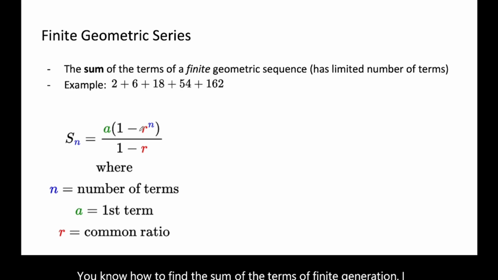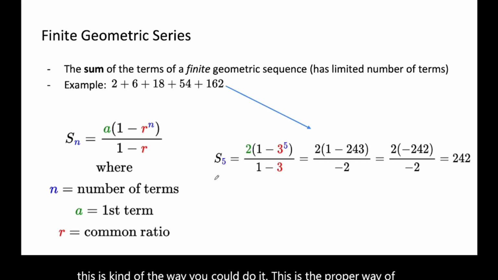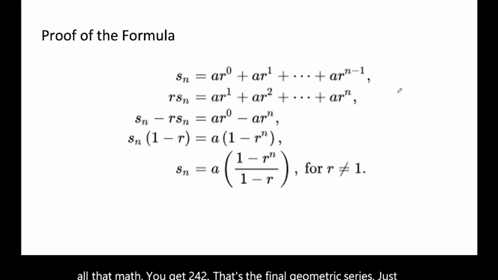So this is kind of the way you could do it. This is the proper way of doing it. So how does that work in our equation in this case? Let's say you want to find the addition for all of this, since you want to add all this. S subscript 5 is going to be equal to 2, which is the first term, multiplied by 1 minus the common ratio, which is 3, raised to the fifth term, divided by 1 minus the common ratio, 3. You're going to get 242. That's the finite geometric series. Just apply the formula, put that in, and you're going to get your answer.